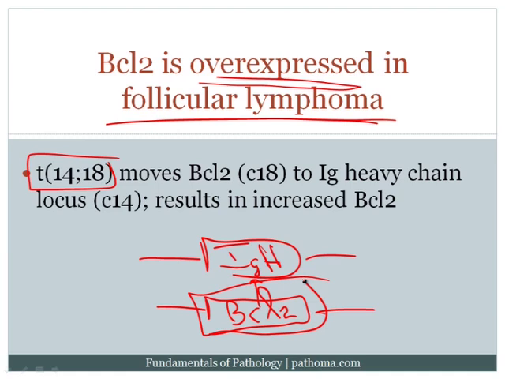So we could state it otherwise. When B cells are born in the bone marrow, and they're born as naive B cells, and then they go to college.